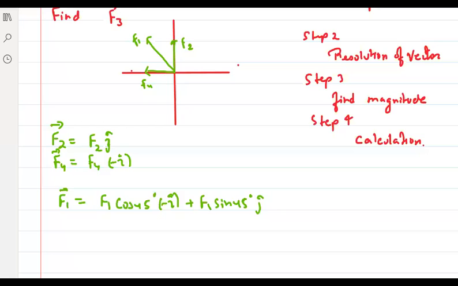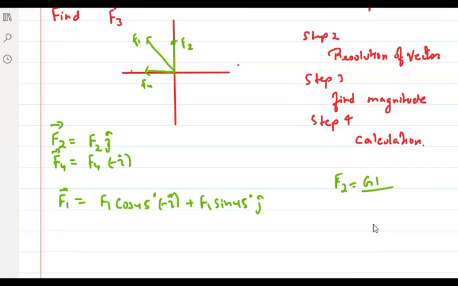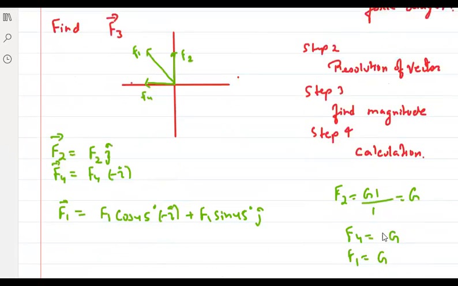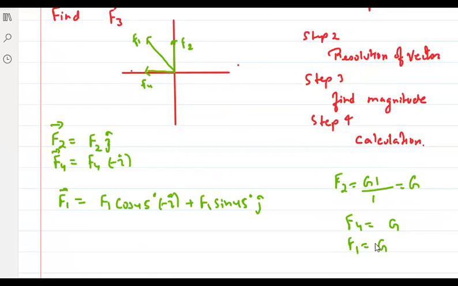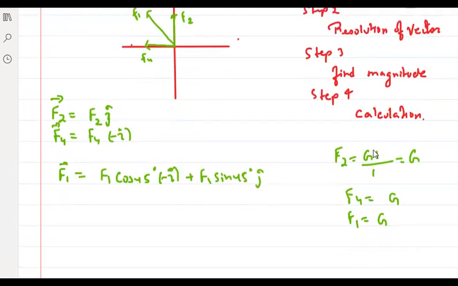Third, find the magnitude. So F2 is G M1 M2 by R squared, which is 1, 1, 1 by R, and R is 1. So this is just G. F4 is also just G. F1 is also nothing but G because everything is 1 now. So F1, F2, F3 all are G, right? Got it? Next, last step, calculation.